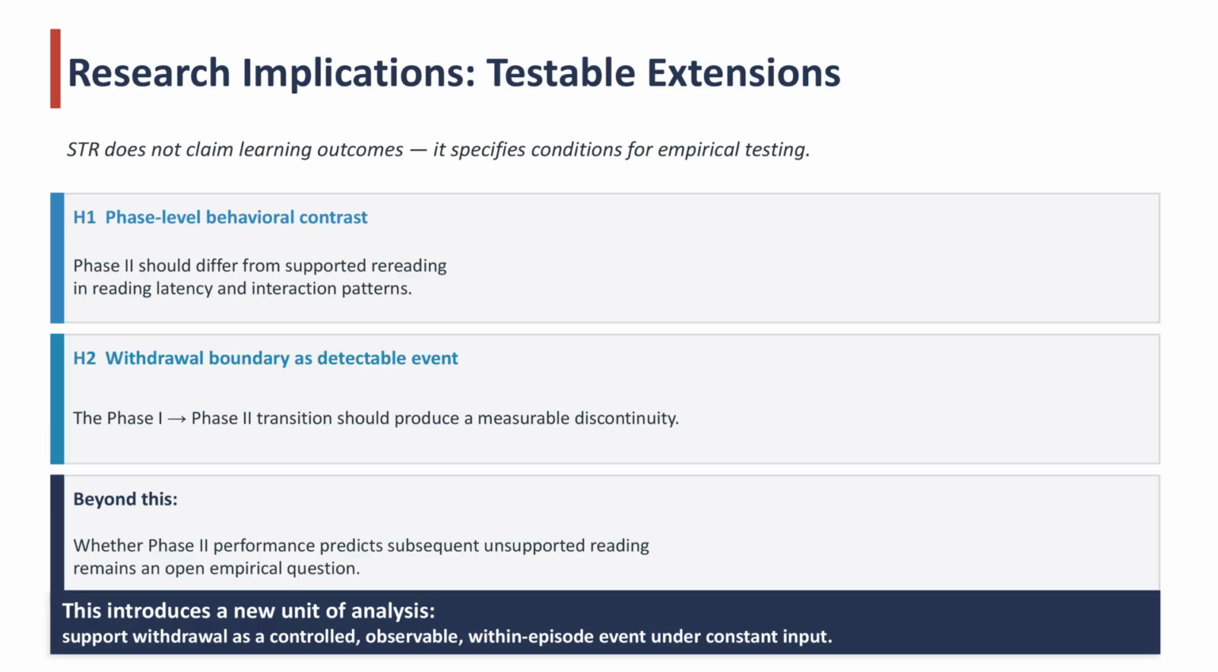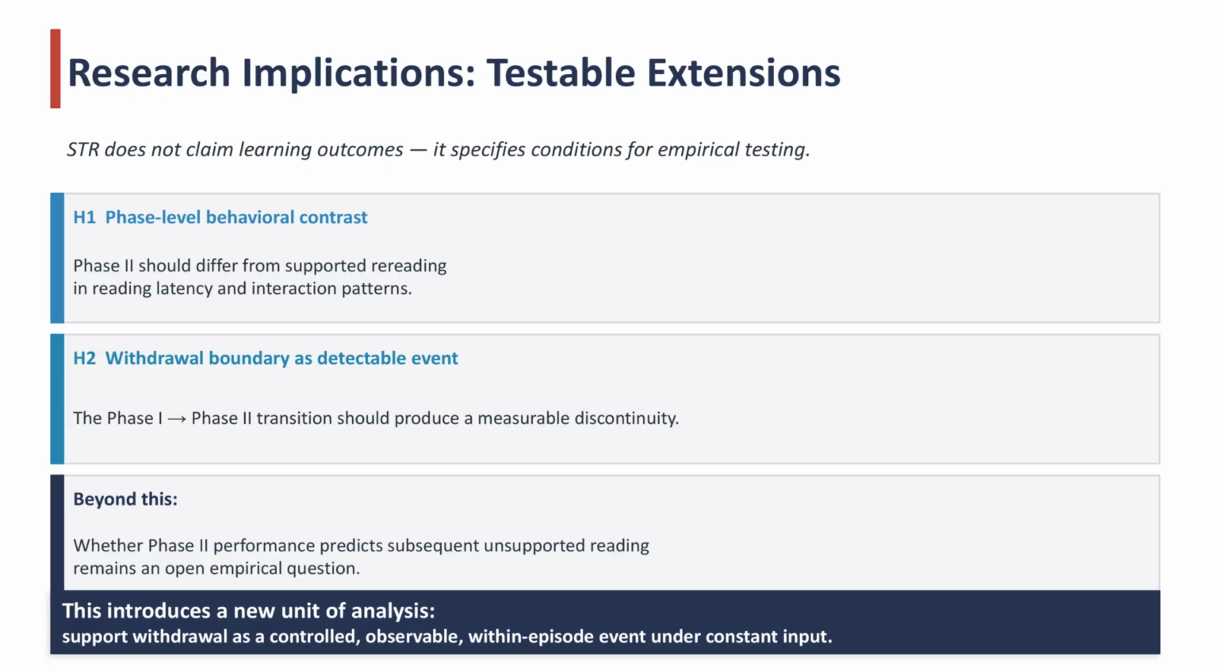STR does not claim learning outcomes. It specifies the conditions under which they can be tested. Two testable hypotheses follow. H1: Phase 2 should differ from exposure-matched supported rereading in reading latency and interaction patterns. H2: The Phase 1 to Phase 2 transition should produce a measurable discontinuity in phase-aligned behavioral data.